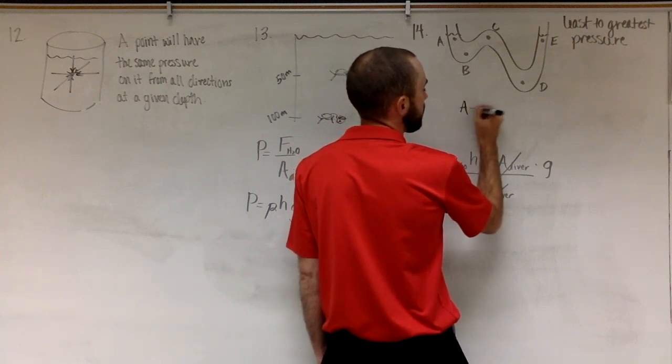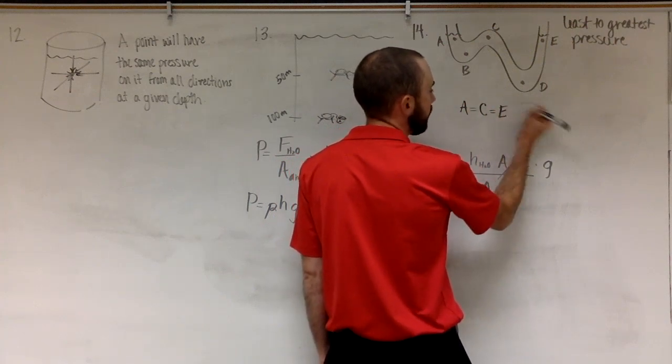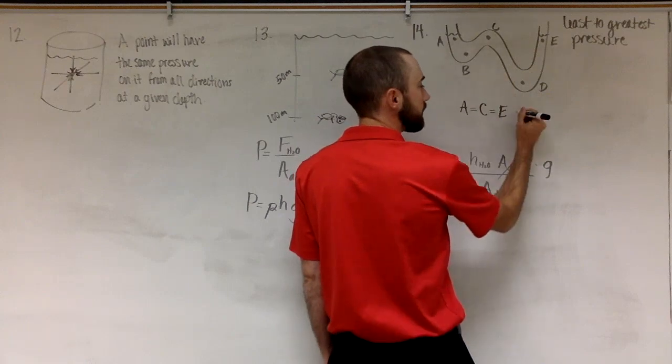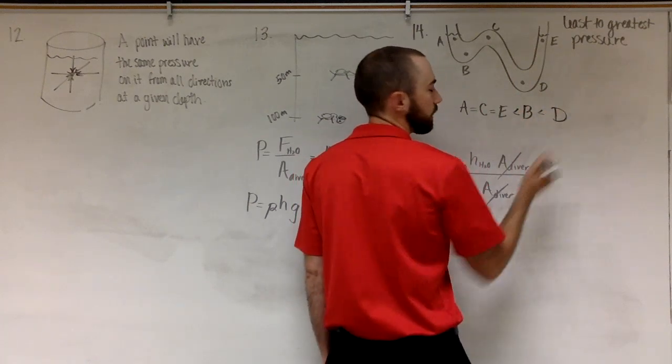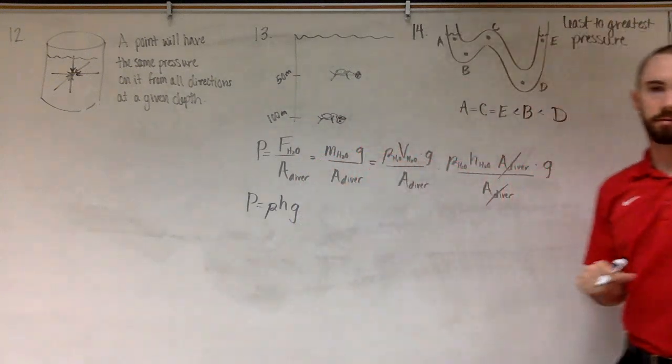So in this case, A is going to be equal to C is going to be equal to E, and they all have the least. B is the next deepest, so those are going to be less than B. And then D should have the greatest pressure because it's at the greatest depth.